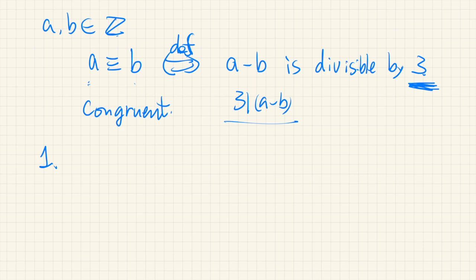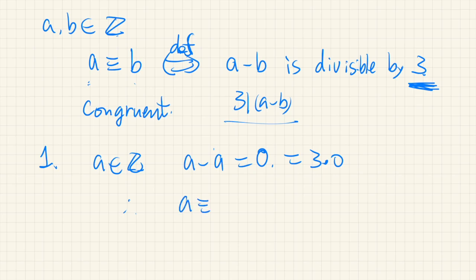First of all, reflexivity. Let's say a is an integer. So a minus a is 0, which is a multiple of 3, right? So it is divisible by 3. Therefore, a is congruent to a itself. We sometimes write mod 3 here.